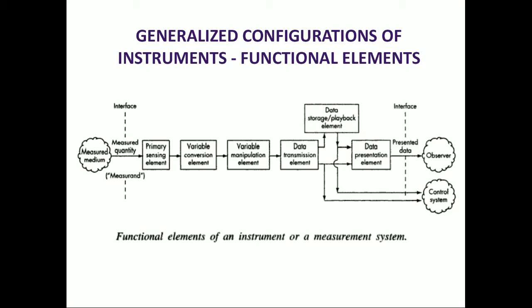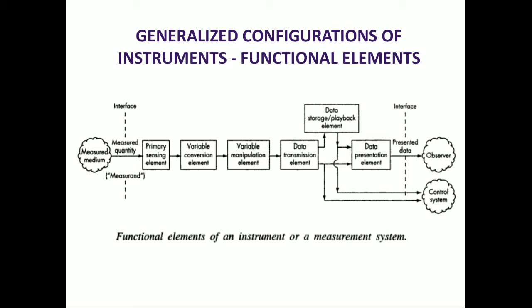Then comes the data transmission element. It transmits the output of the previous stage, that is the variable manipulation element, to a suitable location or suitable element in the instrumentation process. Finally comes the data presentation element. The data presentation element converts the data to a human readable format, and its output will be presented to the observer.